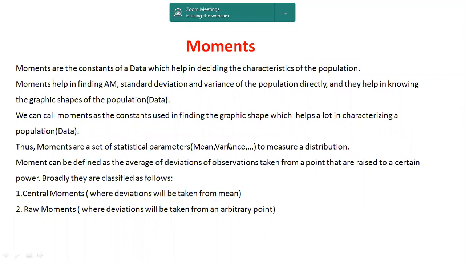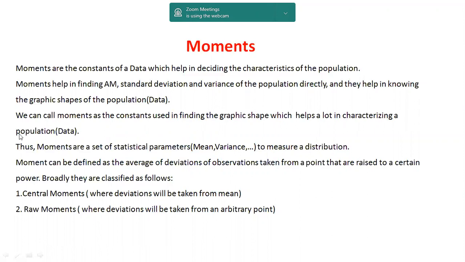Next is moments. Moments are the constants of the data which help in deciding the characteristics of the population. Moments help in finding the arithmetic mean, standard deviation, and variance of the population directly. The previous measures, like mean, median, mode, give the statistical measures of the given data, whereas we can use moments to get the graphical interpretation of the data, so that we can read the data visually. So moments help us view the data in graphical representation.